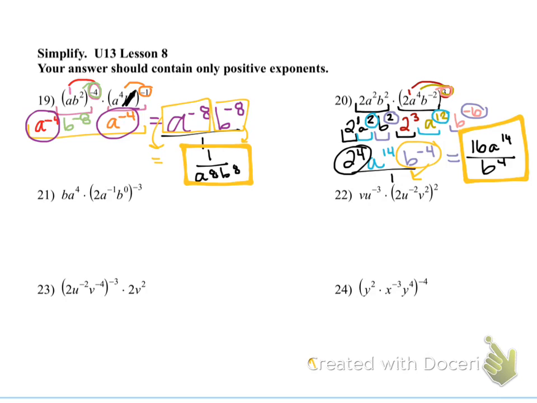Okay, again, like I said in the previous video, the work is getting a little bit more challenging, but if you get stuck, let me know, and I can walk you through some more problems. All right, so our next one, 21.